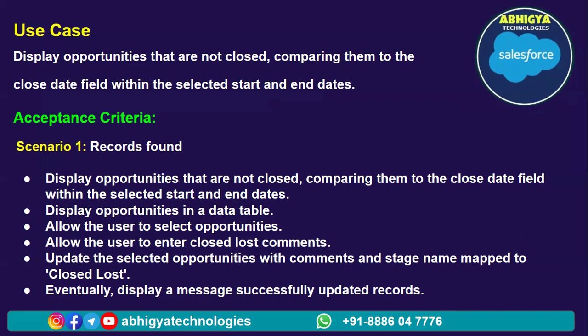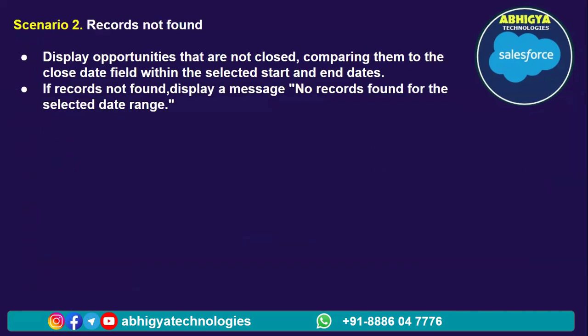Now, in this video, we are going to discuss how to display a message if we do not find any records within the selected date range. So how are we going to handle that? Let's see in this video.